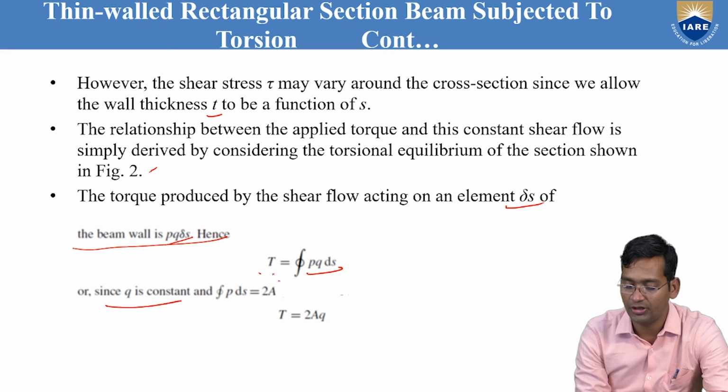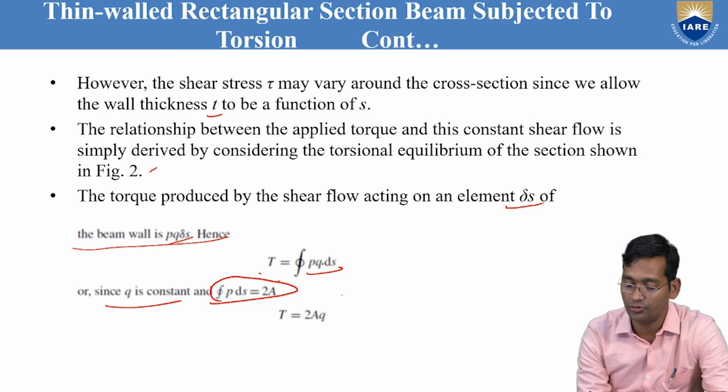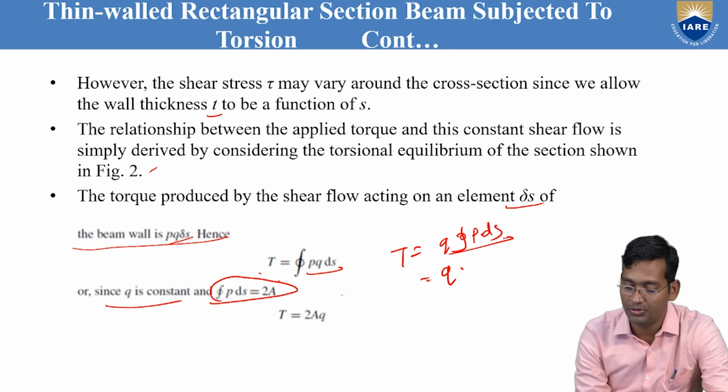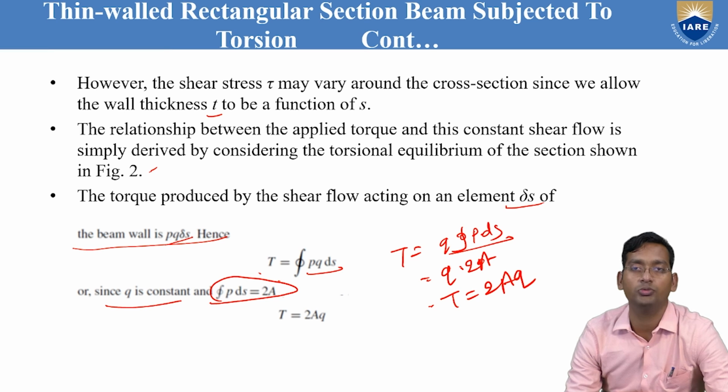Q we can take out of the integration, so that becomes closed integral of P ds. So now what is that? And closed integral of P ds is equal to what? 2a. So just substitute here. T equals, after taking Q out of the integral because Q is constant, Q times the closed integral of P ds, that is equal to 2a. So 2a. Hence T equals 2aq. So now torsion will be 2aq.